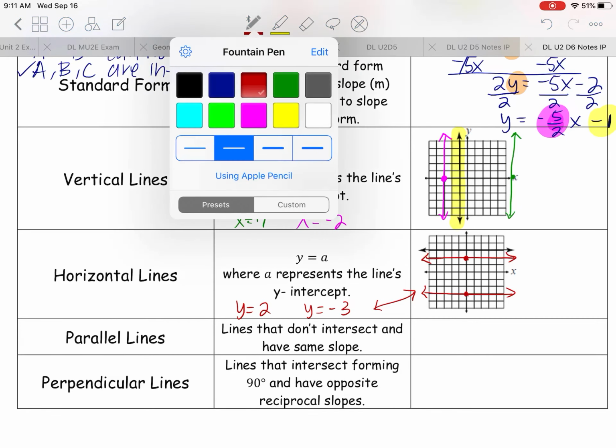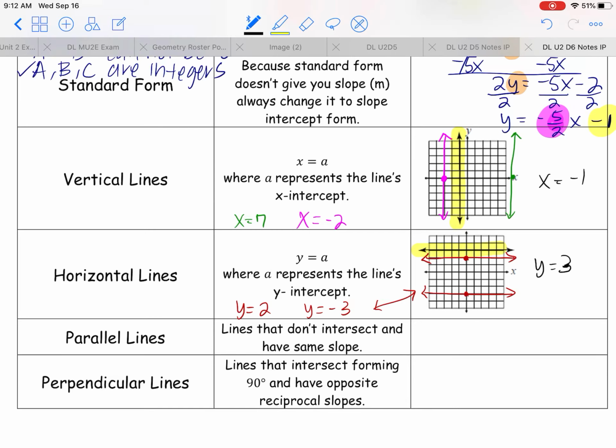We know that that line is, I'm sorry, not y equals, it's a vertical line, x equals negative 1. And then for the next one that they were giving you here is y equals positive 3. Quick reminder, you should already know that.